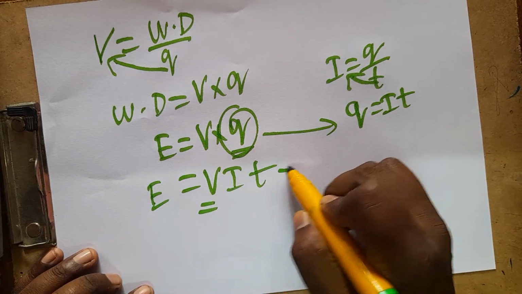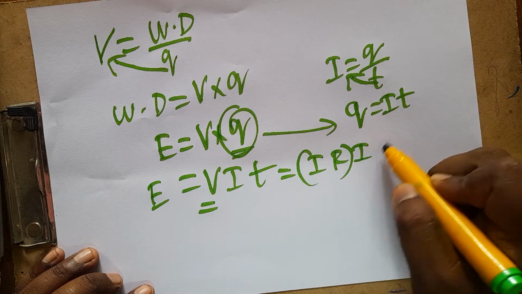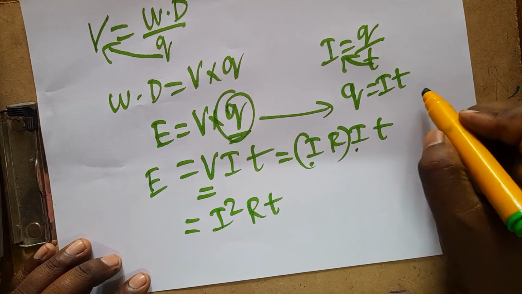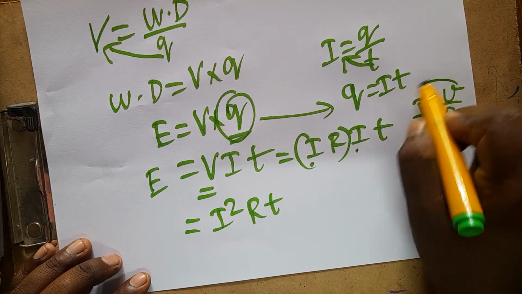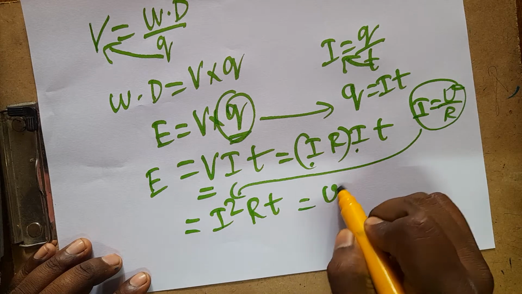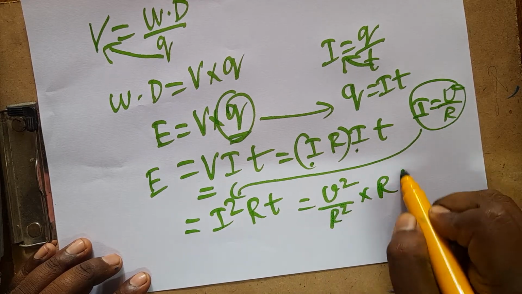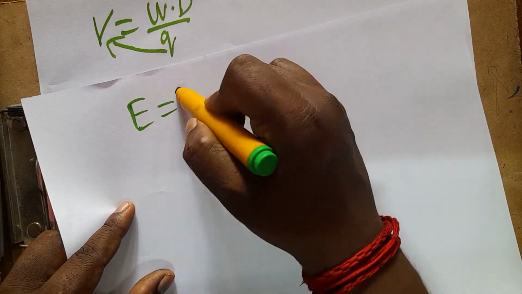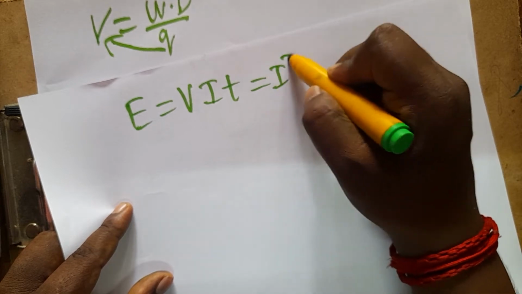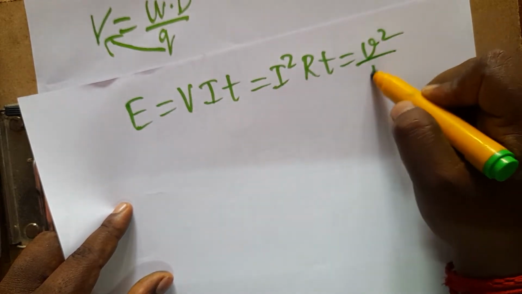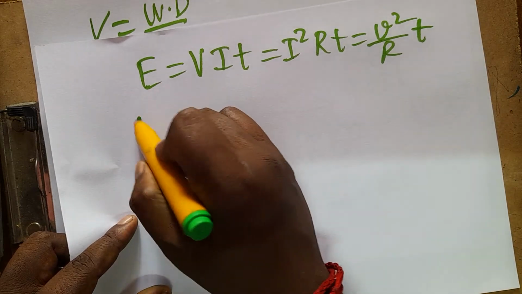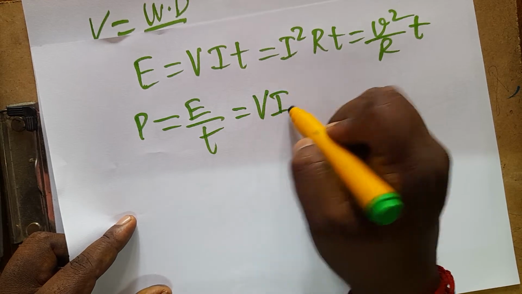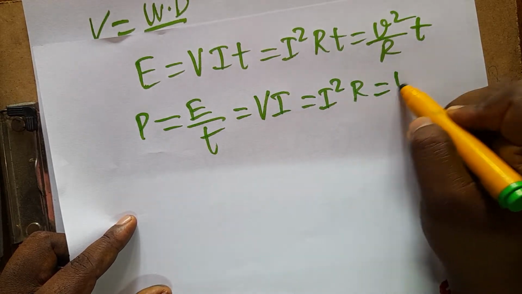According to Ohm's law, V is equal to IR. IR into IT gives I square RT. Also according to Ohm's law, I is equal to V by R. Substituting here, we get V square by R square into RT. R square gets cancelled. Finally, the energy formula: VIT, I square RT, V square by R into T. If you want the power formula, power is equal to energy by time. Remove all the times, you will get the power formulas: VI, I square R, V square by R.